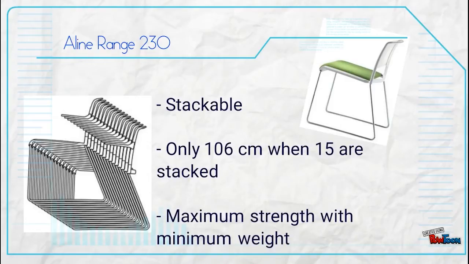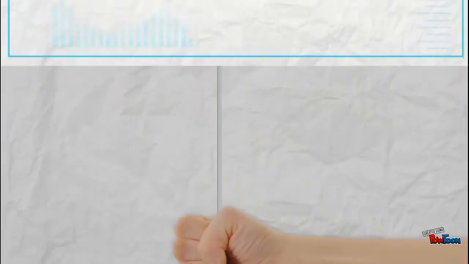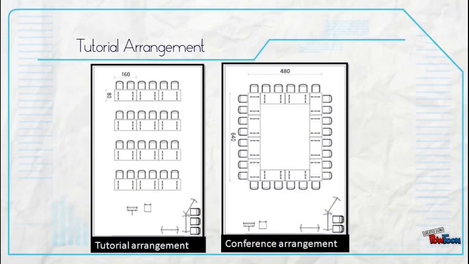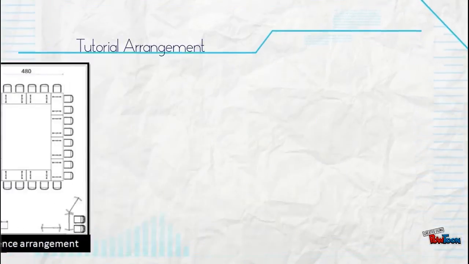It is also available in 3 colors. The suggested tutorial arrangement and conference room arrangement by using the new furniture are as shown. The second feature for this problem is luminous carpet.